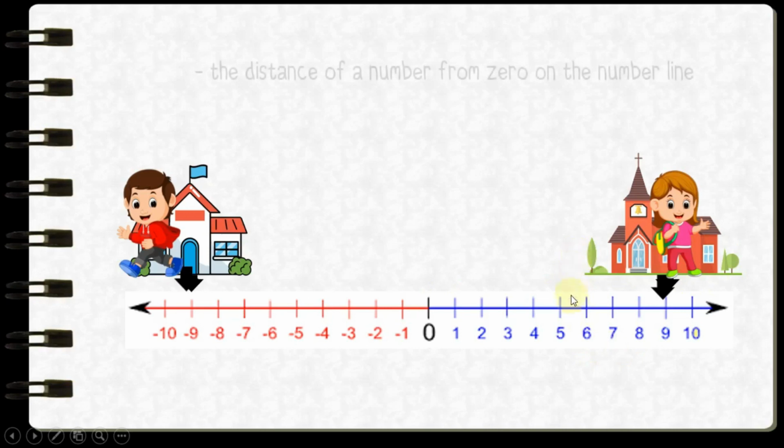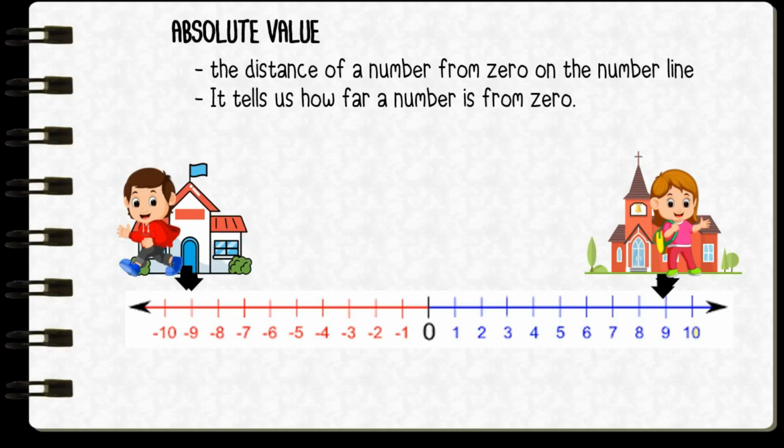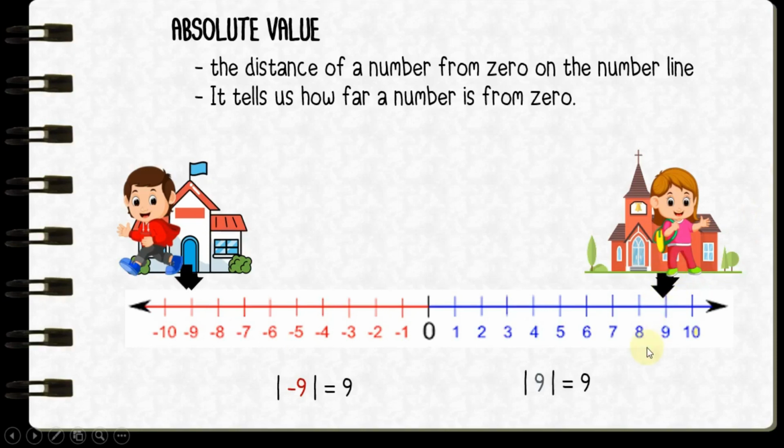And the distance of a number from 0 on the number line is what we call the absolute value. It tells us how far a number is from 0. So meaning to say, -9, which is the location now of the boy, has the absolute value of 9. And the absolute value of +9, which is the location of the girl, is also 9. Okay, so you already know the definition of the absolute value.